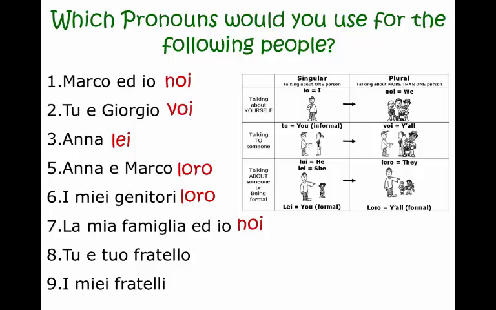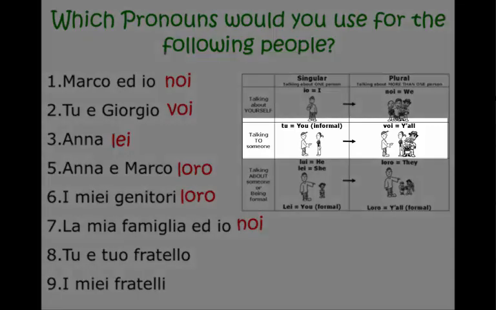For number 8, tu e tuo fratello. I'm saying you and your brother. I'm talking to these people, so I'd be in the middle row, talking to somebody. I move from the tu form, since it's tu e tuo fratello, it's more than one person. I move from the tu form to the plural side, bringing us to voi.